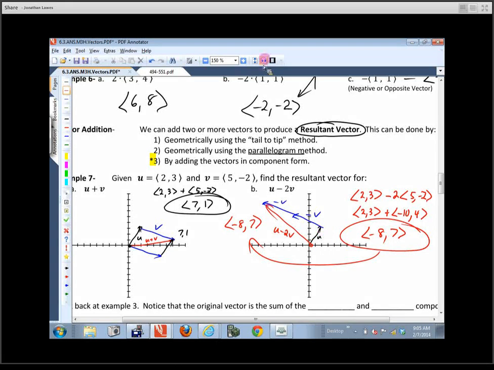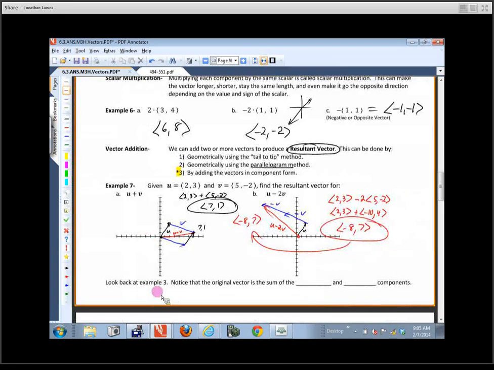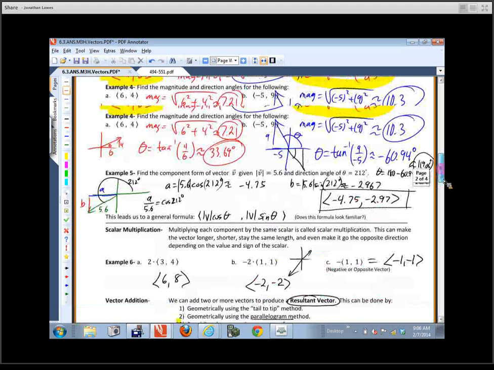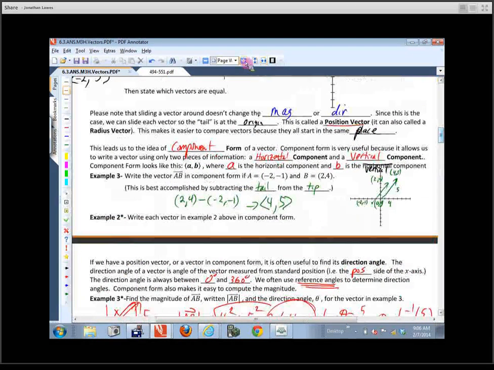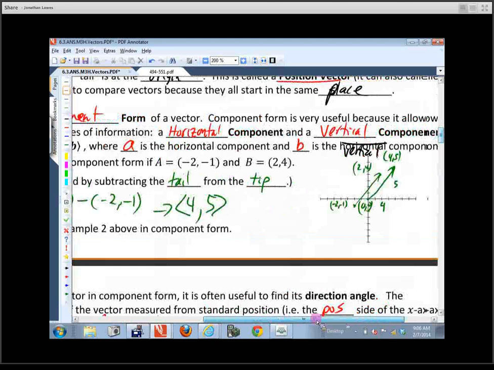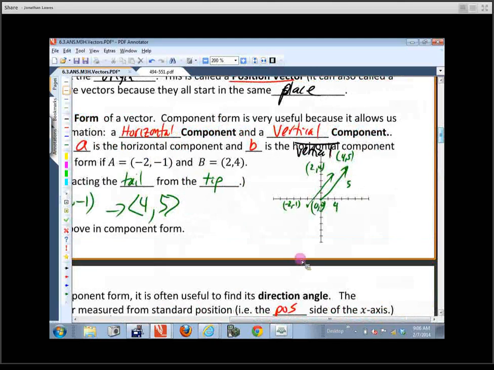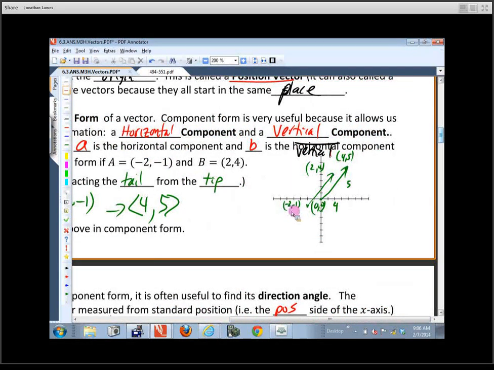Okay, at the bottom of the page, it says, look back at example 3 and notice that the original vector is the sum of the blank and the blank components. So let's go back to example 3. So that's this example right here, and I'm going to blow that up just a little bit. Okay, so the original vector was from -2, -1 to 2, 4, and we drew that one.